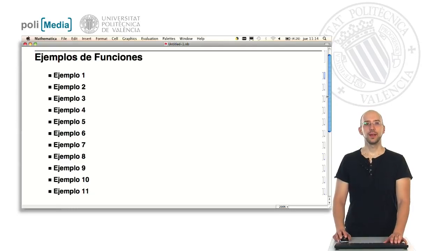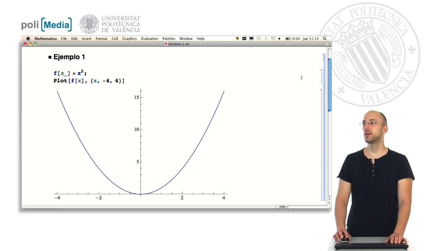Hello. We are going to see some examples of functions that I think are important for the early courses of mathematics at the Polytechnic University. We are going to start with the function x squared.